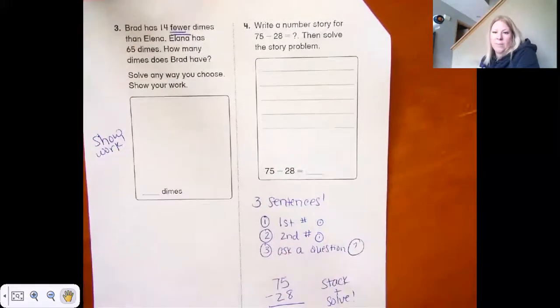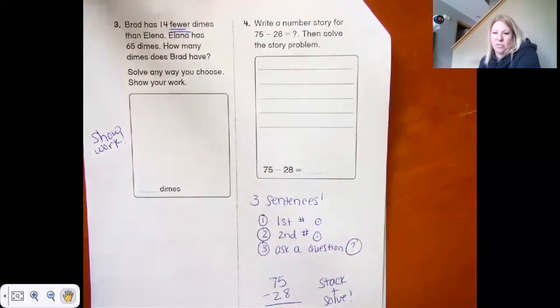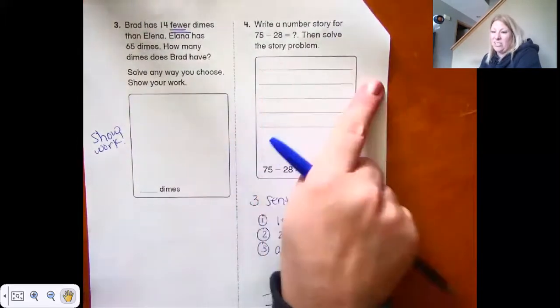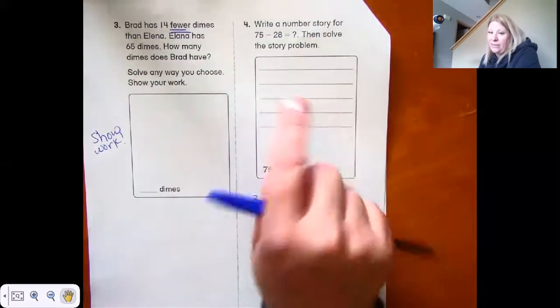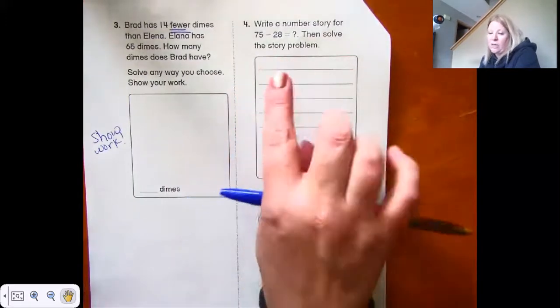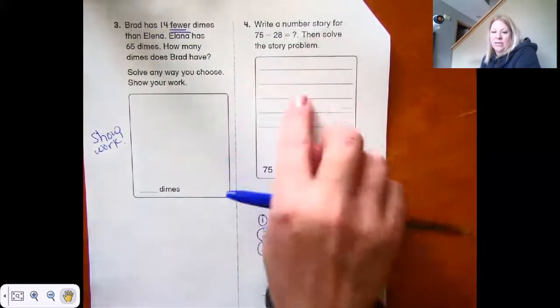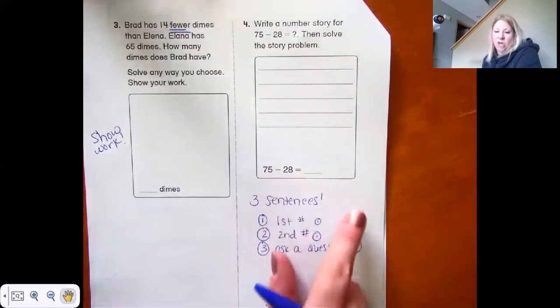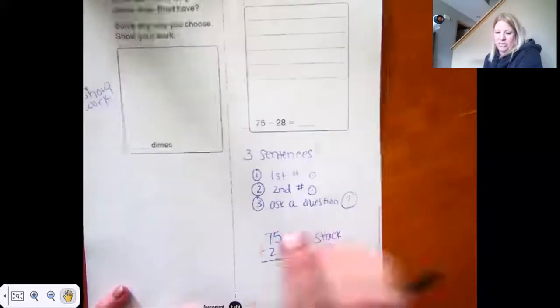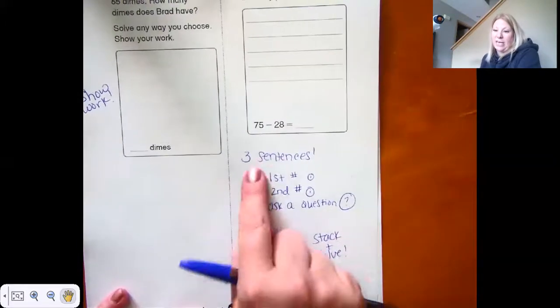Four, write a number story for 75 minus 28 and then solve that story problem. So you're not given a ton of room here. So if you're a big writer, control your writing, okay? Try to fit it all in this box. And then solve, show your work, make sure you stack and solve. I wrote that down here. And I gave you the hints.